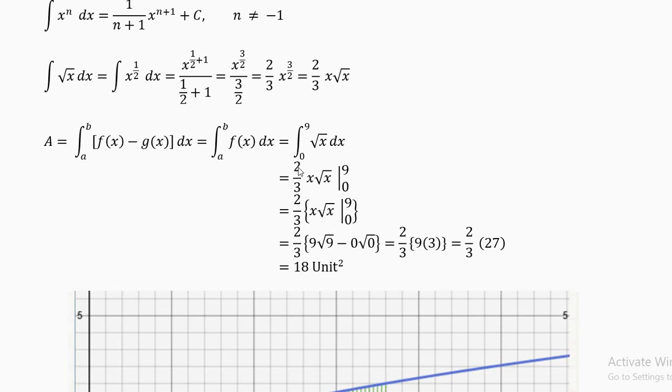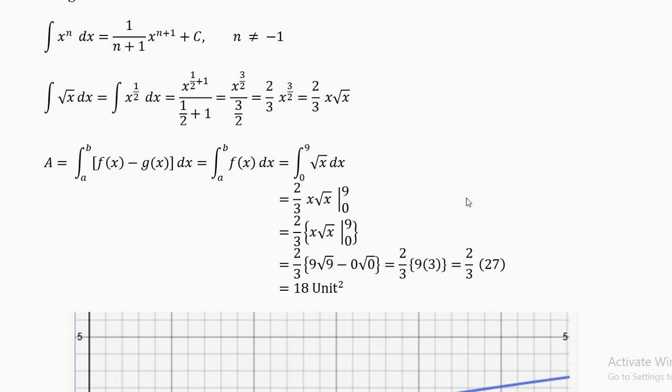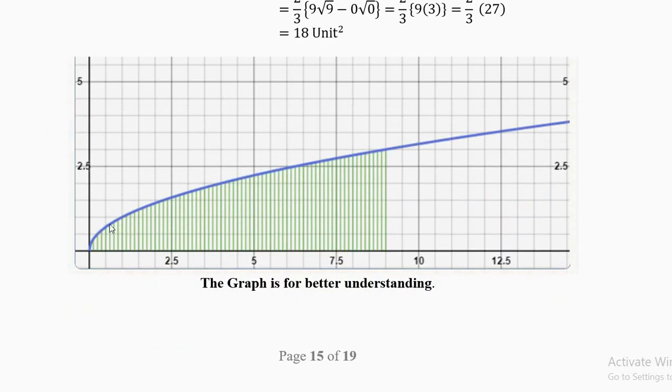Now your integration is over. 2 over 3 x root x going from 0 to 9. Open a bracket, 2 by 3 outside the bracket, x root x from 0 to 9 inside the bracket. 9 root 9 minus 0 root 0 will give you 9 into 3 is 27, into 2 by 3 is 18 units square. Now please remember, you'll take only the positive root at this stage. You're not solving any equation, so in this kind of situation you'll take only the positive. And this is the graph of your function, and the green thing is your shaded area.